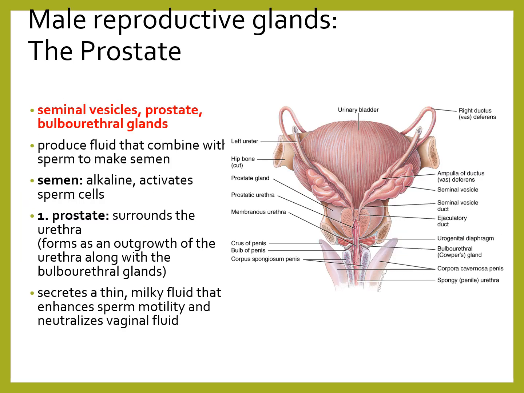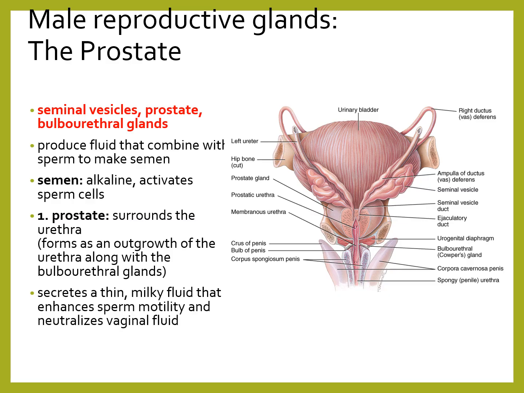The male reproductive glands you learned in anatomy were the seminal vesicles, the prostate gland, and the 2 bulbourethral glands. Collectively, what these glands do is they produce the fluids that combine with sperm to make semen. The vas deferens contains sperm, the urethra contains semen. That's as simple as I can put it. Semen is an alkaline fluid. It contains numerous chemicals and growth factors that help activate the sperm cells so that they acquire the ability to swim through the female reproductive tract.